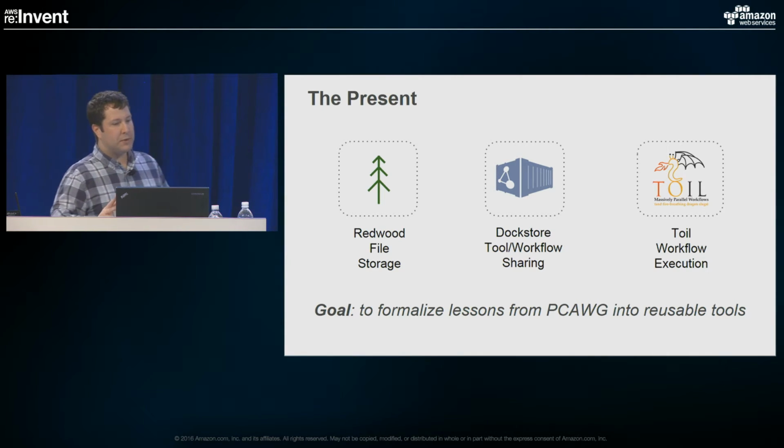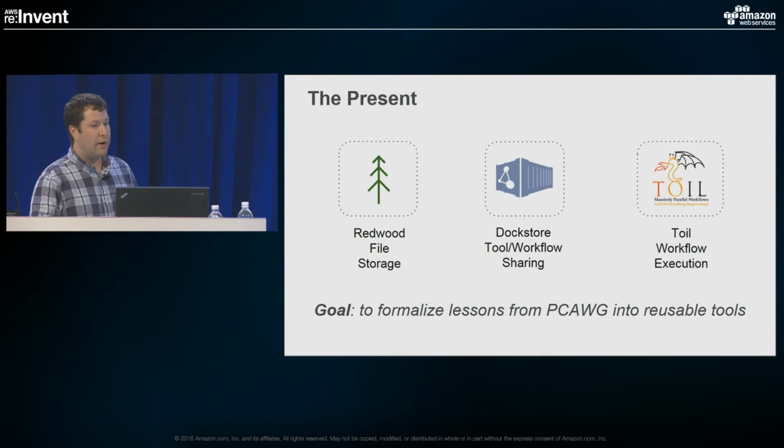So I think there are 3 key tools from PCAWG, or inspired by the work of PCAWG, that are generally useful and things that many people will find useful. And those are Redwood, which is our file storage system on top of S3. That's Dockstore. It's our platform for sharing Docker-based tools and workflows.